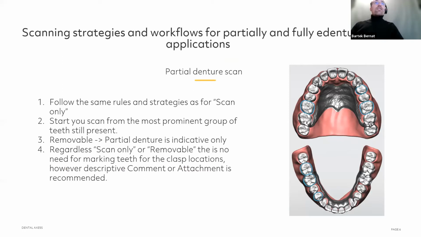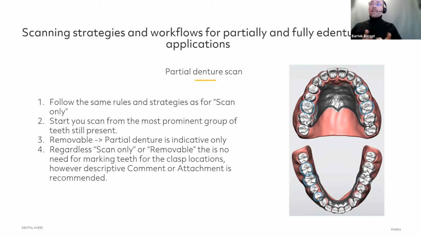However, there's not much to cover here because there's no special workflow, no special strategy for the scan of the partial denture. So basically, you need to follow the same rules as you're following for the full jaw scan. However, you need to start your scan from the most prominent group of the teeth which are still there, right? To have a good starting point. And that obviously could be some gaps between them. So you need to be careful to transit between them. This is probably the most difficult part, but the rest is pretty much the same.